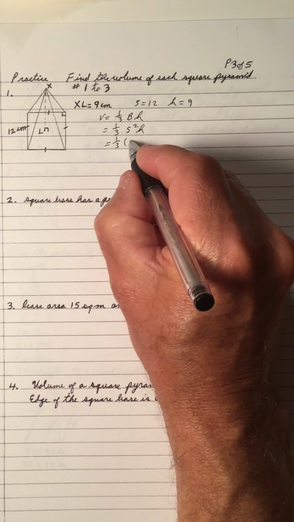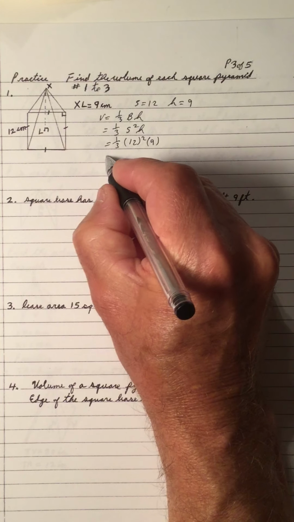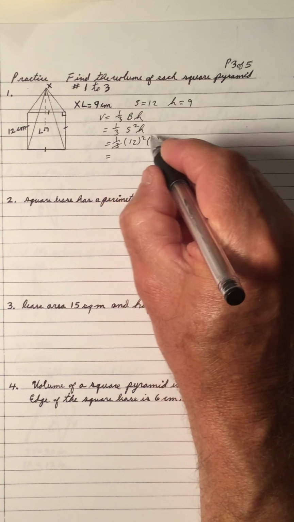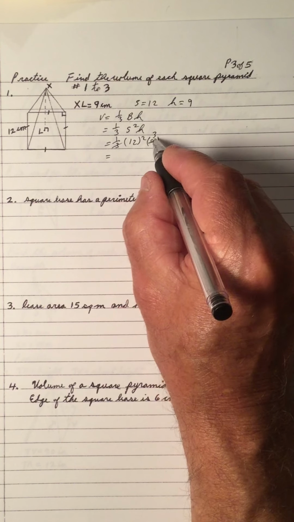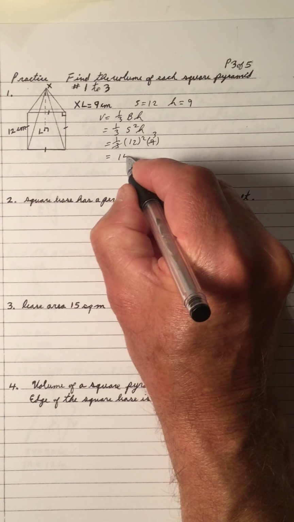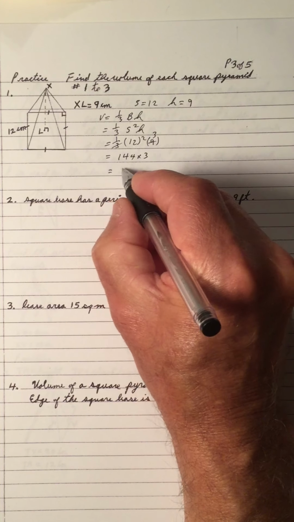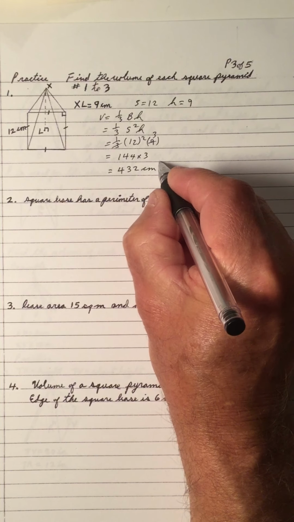And S is 12, so it's 12 squared. Height is 9. And if we want, we can take 1/3 of 9, which is 3. And what we have left is 12 squared times 3. 12 squared is 144 multiplied by 3, and that gives us 432. Volume is cubic.